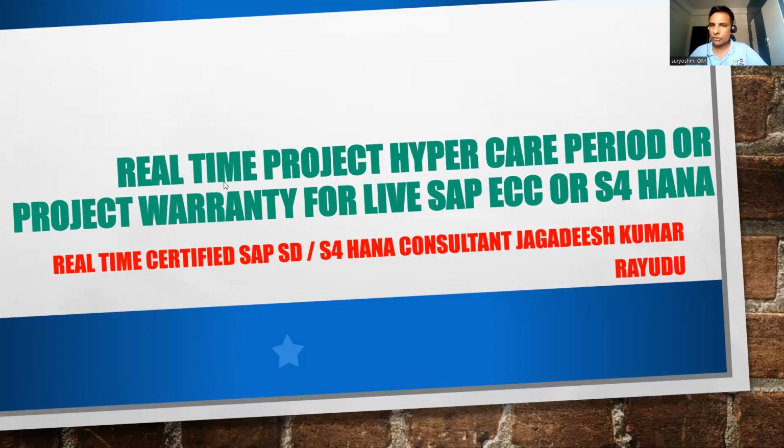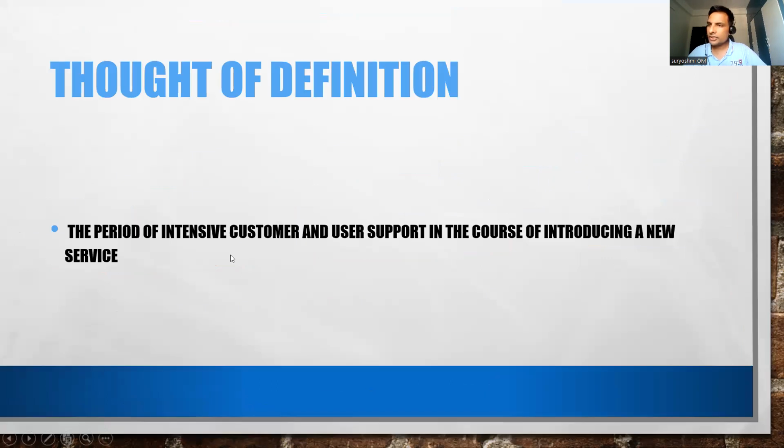So, real-time project hypercare period or else project warranty for live SAP ECC or S4 HANA, irrespective of any module. What is this hypercare period or project warranty? Okay, so let's see the definition. The period of intensive customer or user support in the course of introducing a new service. So you did not understand anything, right?